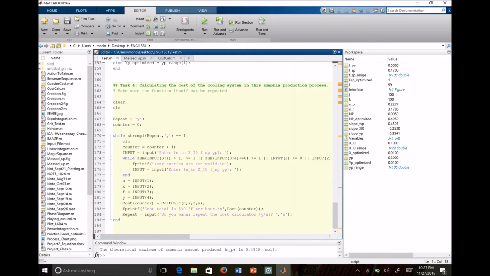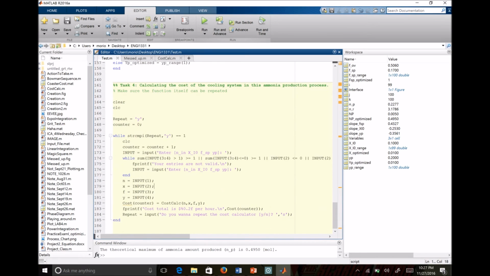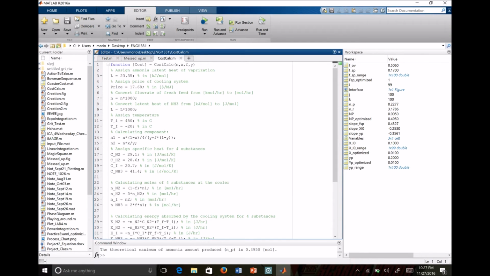Task 4 is you have to calculate the cost of the coding system. So you have to call a function. This is my function. The cost function is called cost calc. It means cost calculation. It has 4 variables. As the question asks, n is not 1 anymore. The fresh feed input mole is not 1 anymore.